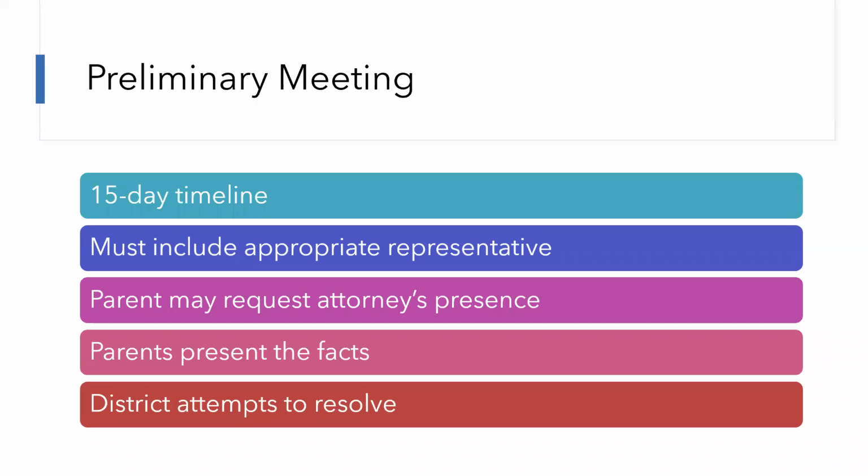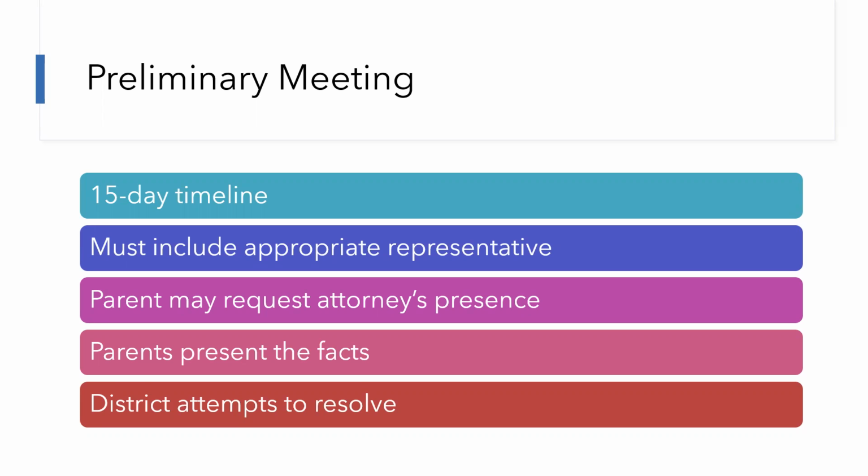Once the parent files a complaint, a preliminary meeting between the parents and members of the IEP team with knowledge about the facts of the complaint has to occur within 15 days. A representative of the educational agency, who again has the decision-making power, has to attend this meeting. IDEA states that the district may not bring an attorney unless the parent requests to bring an attorney of their own first. Again, the goal is to resolve disputes collaboratively and as civilly as possible.